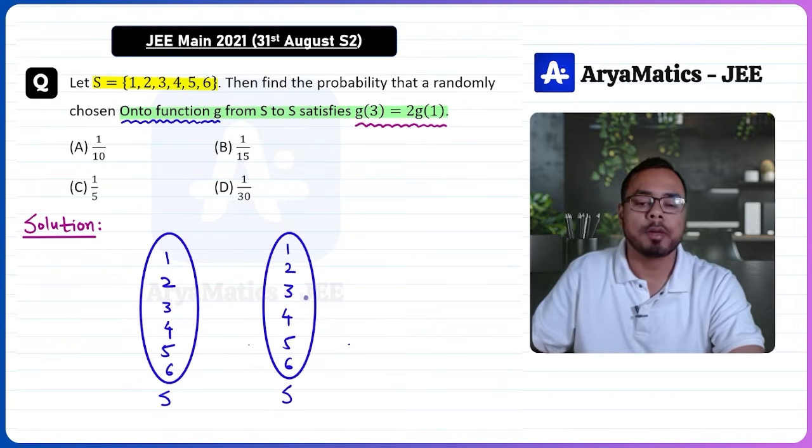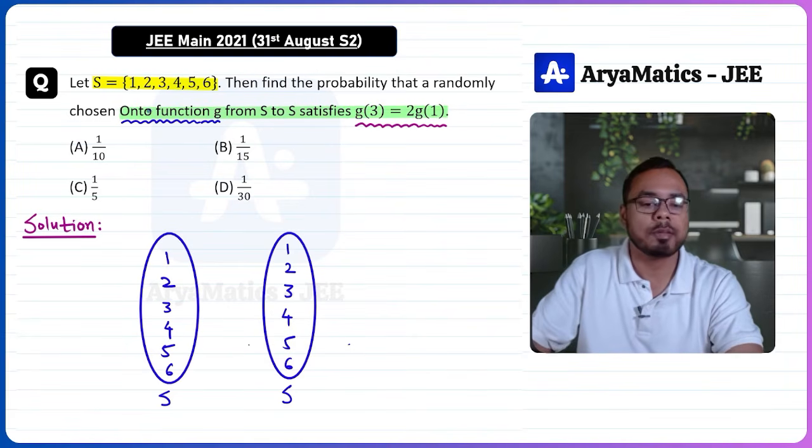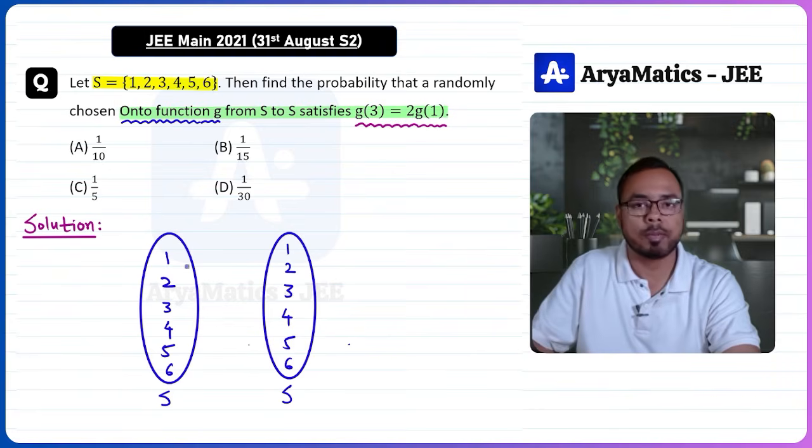Now remember, whenever the number of elements in domain and codomain is equal, then a function is onto function when it is 1 1 function.